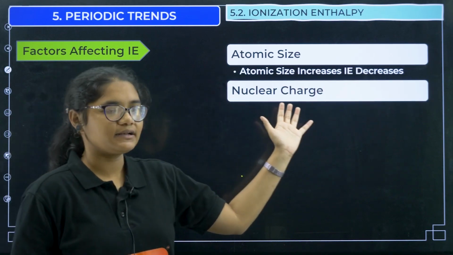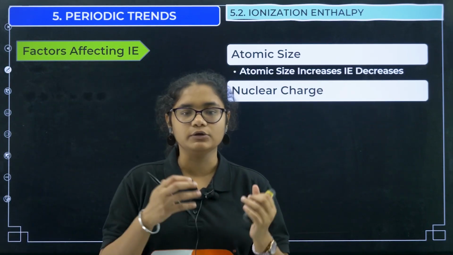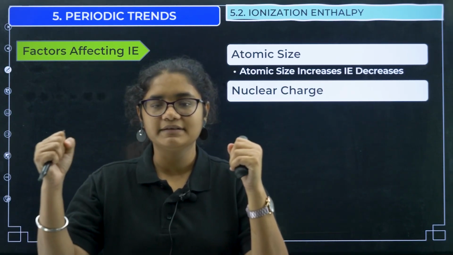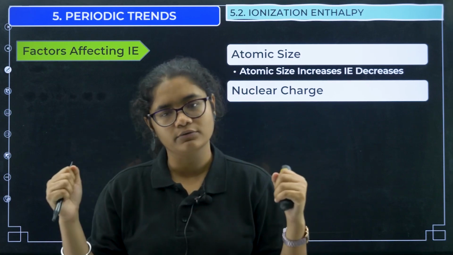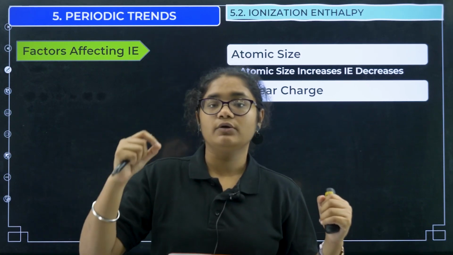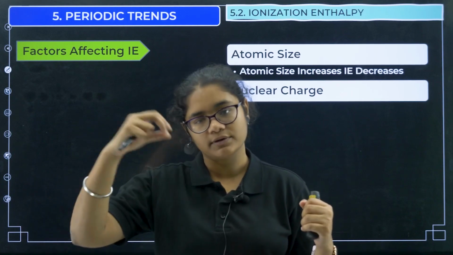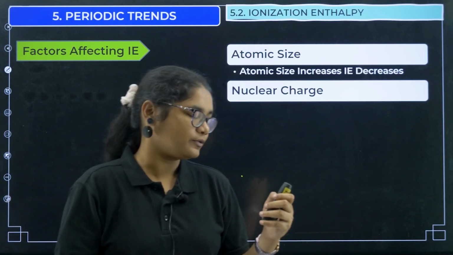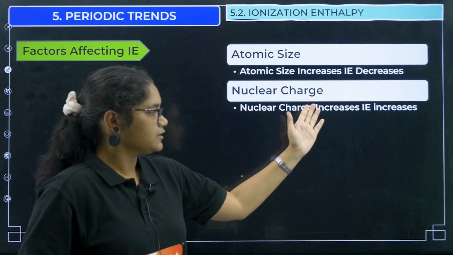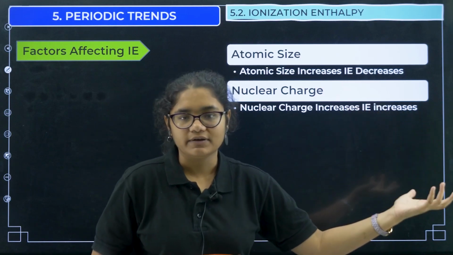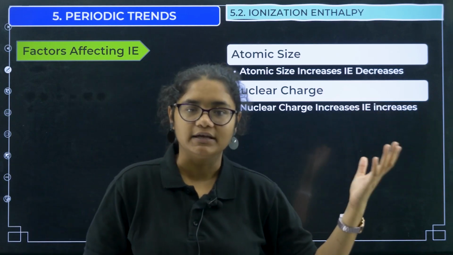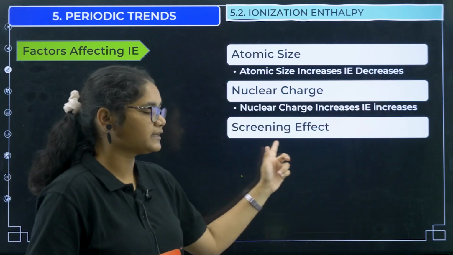Next factor is nuclear charge. If the nuclear charge is very high, the electron will be tightly bound to the nucleus. If the electron is tightly bound to the nucleus, you need to put in more energy to remove that electron. So if nuclear charge increases, ionization enthalpy will increase.